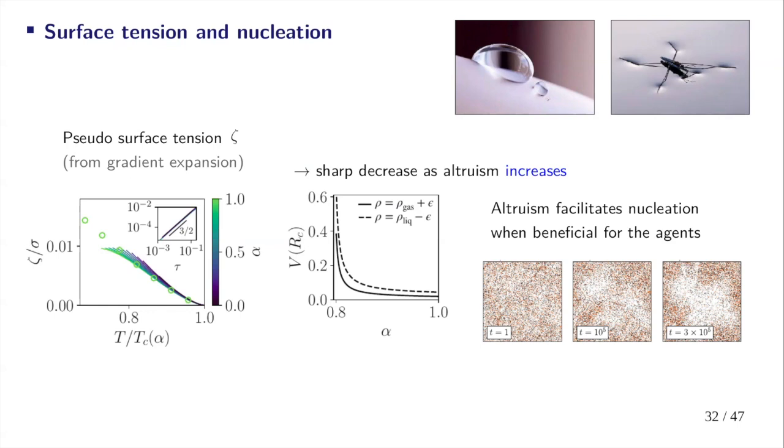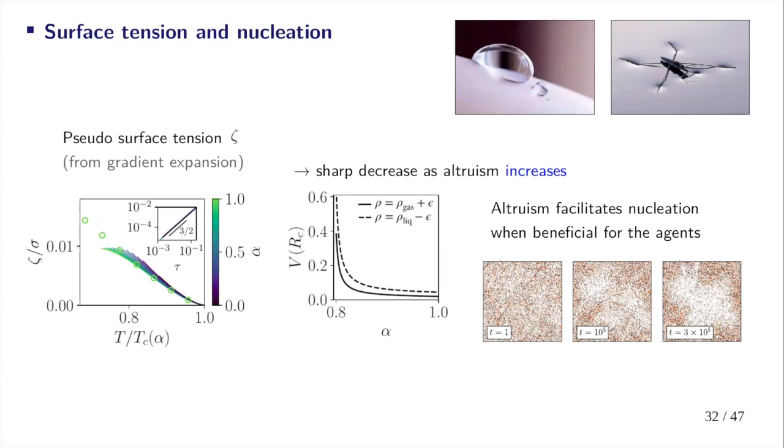Okay, and what we observe is that close to the critical point at high temperature, you have a drastic decrease of the surface tension when the fraction of altruists increases, which means that you have a huge facilitation of the phase separation when you increase the fraction of altruists. And this was illustrated by this plot here. This is what we expected, but here we can quantify it from this recent progress in active matter theory.